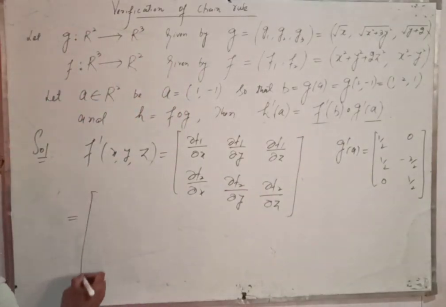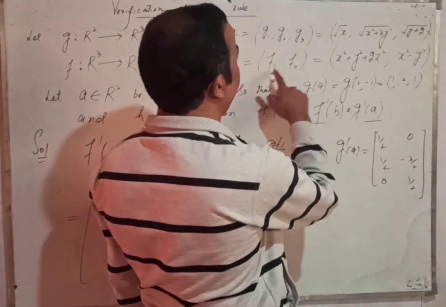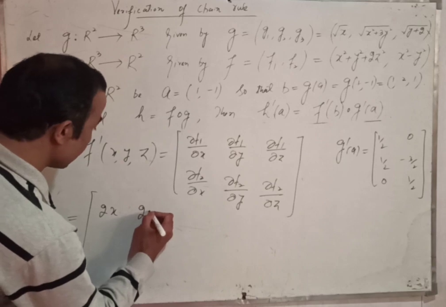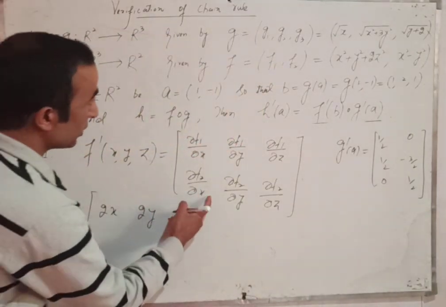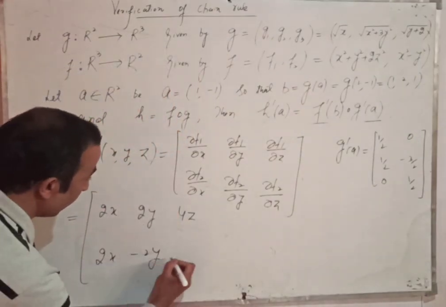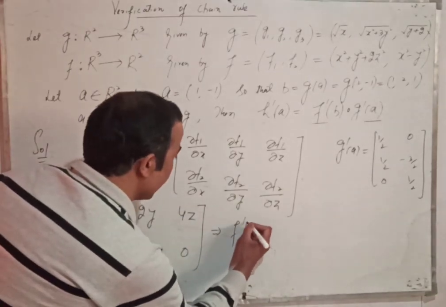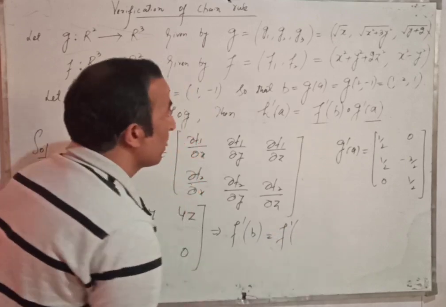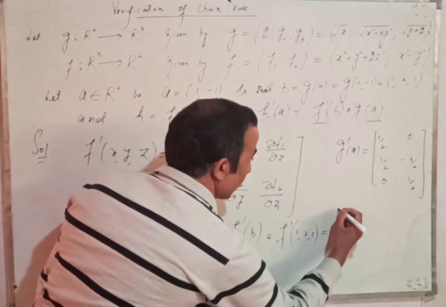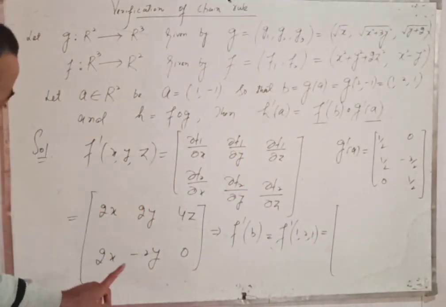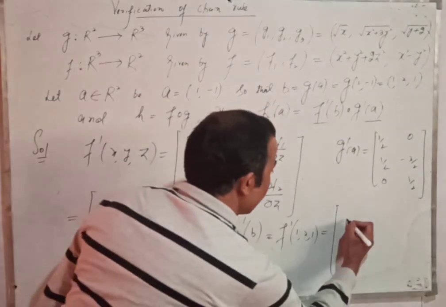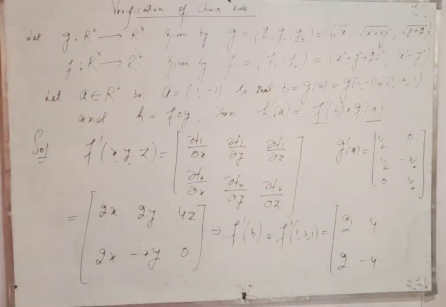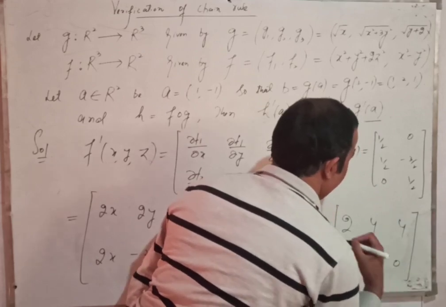To get the values of these partial derivatives, you can calculate from their corresponding functions. F1 has this value, so the partial derivative with respect to x is 2x, with respect to y is 2y, with respect to z is 4z. Then for f2, with respect to x is twice x here, minus twice y here, and 0 here. This will imply f dash at the point b, because we have to evaluate f dash at b. What is b here? Our b is 1, 2, 1. To evaluate this one, substitute the values here. So x is 1, so this is 2 along the column. Y is 2, it is 4, minus 4. And the last will be 4, 0. So this is our f dash b.